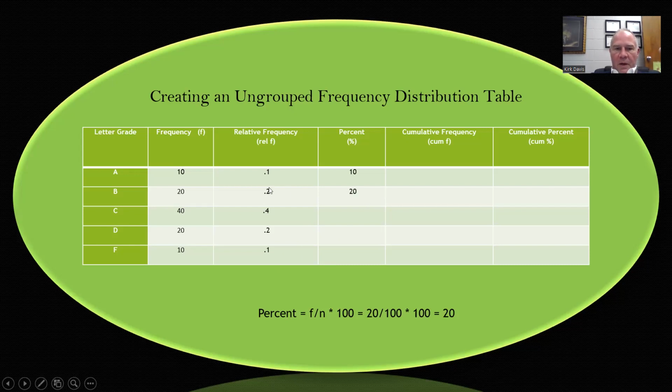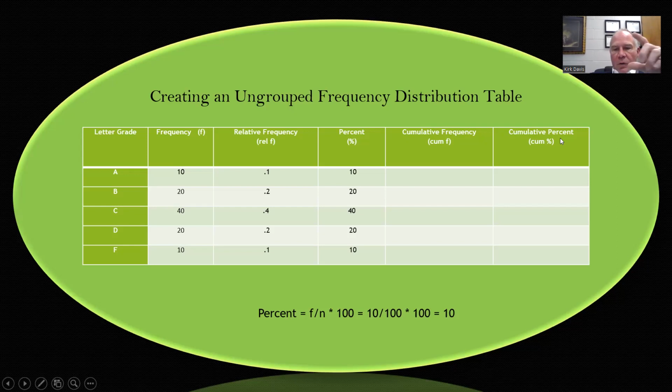So multiply this by 100, you get 20. Multiply this by 100, 40, and so forth. That's all there is to it. So in order to find percentage, you actually have to first find relative frequency, which is just frequency over n. Then you multiply by 100, you change the scale, you now have percent.